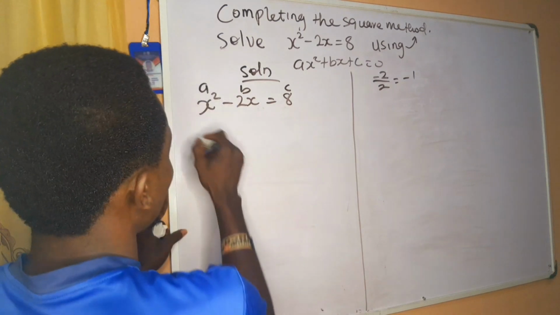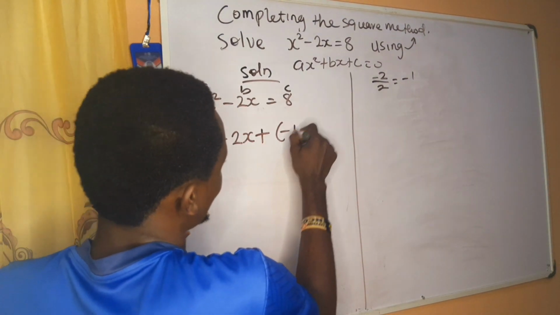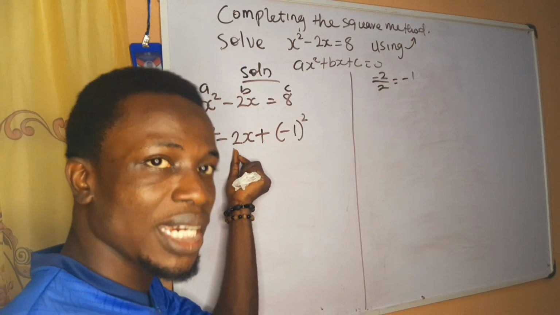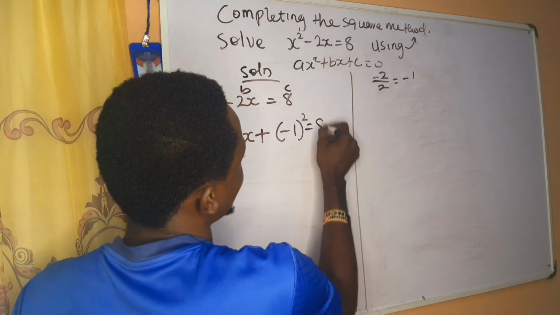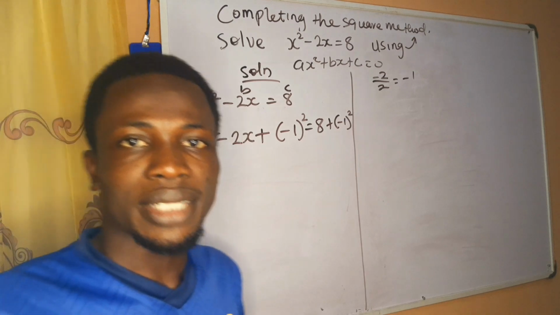So this is something as x squared minus 2x plus minus 1 squared. Remember, this minus 1 squared is half of this b. Then we add it to both sides. It's going to be 8 plus minus 1 squared. Are you getting the gist now?